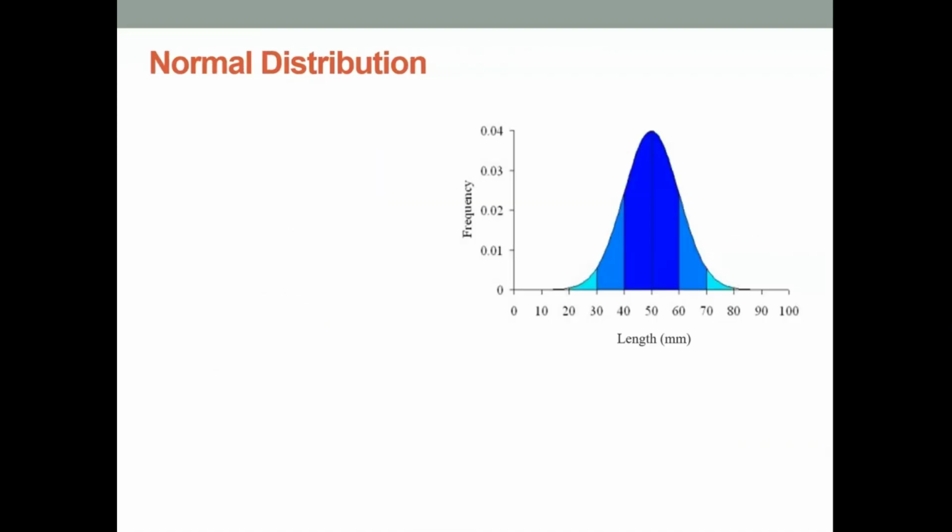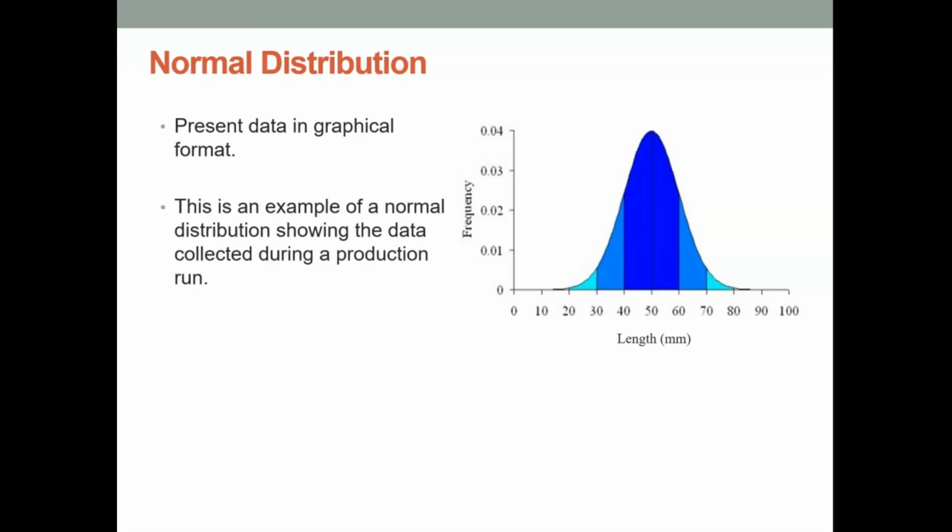So your normal distribution looks something like this, your Gaussian curve, which you would be familiar with seeing. You need to present your information in a graphical format, and you should see something like this as a result. This is an example of a normal distribution showing the data that was collected during a production run. You'll see you have a smaller number of measures at the outer limits of your specification or your curve, and your mean is 50.